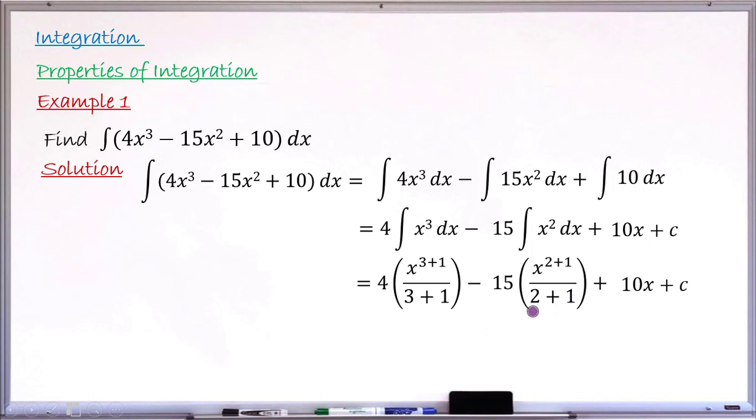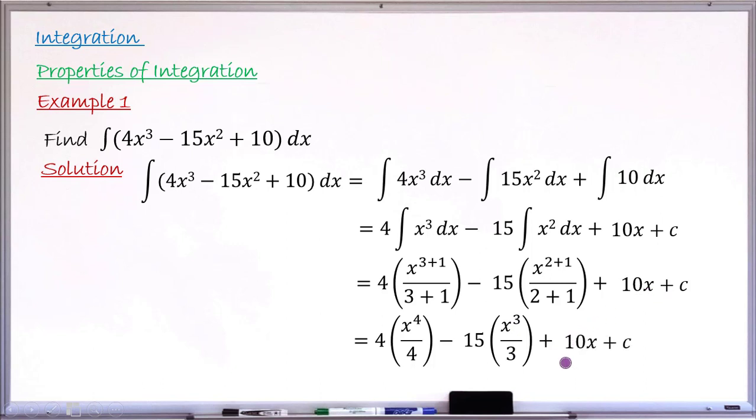So I'll continue. I'll now simplify those brackets. x raised to 3 plus 1 will now be x raised to the power of 4, and over 3 plus 1, 3 plus 1 is 4. So I'm going to have 4 multiplied by x raised to 4 all over 4, minus, moving to the second bracket, the addition there, 2 plus 1 gives you 3. So you are going to have the 15 that you have outside times the bracket inside, x raised to 3 all over 3. Then plus, I just copied my 10x plus c.